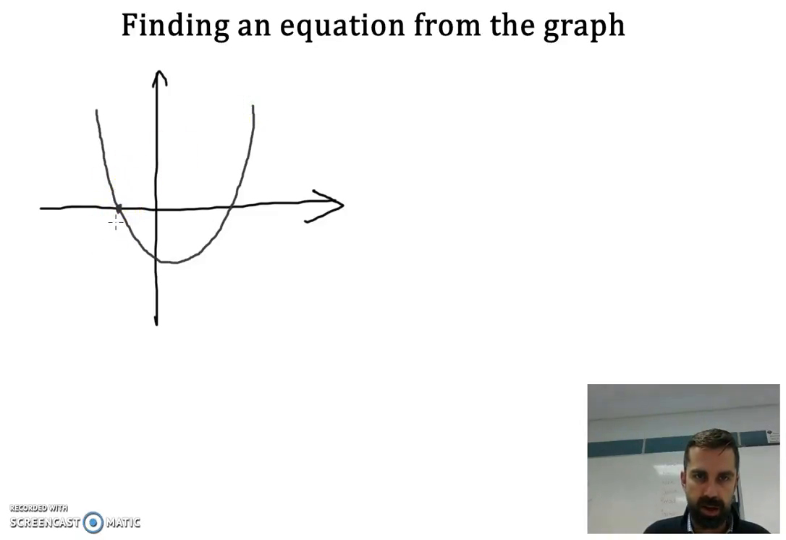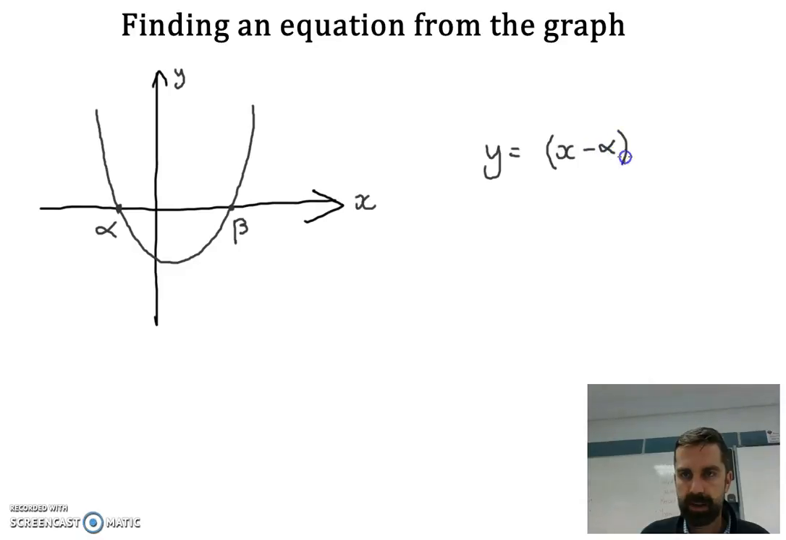Well, we can have a look at this graph and we can say, okay, this graph is crossing the x-axis at alpha and beta, if you remember that we called them that. And so we know from what we've done before that we can write the equation as y equals x take alpha as one factor and x take beta as another factor. That's just our standard factorized form. So this actually is a very simple way just to get most of the equation from the graph.